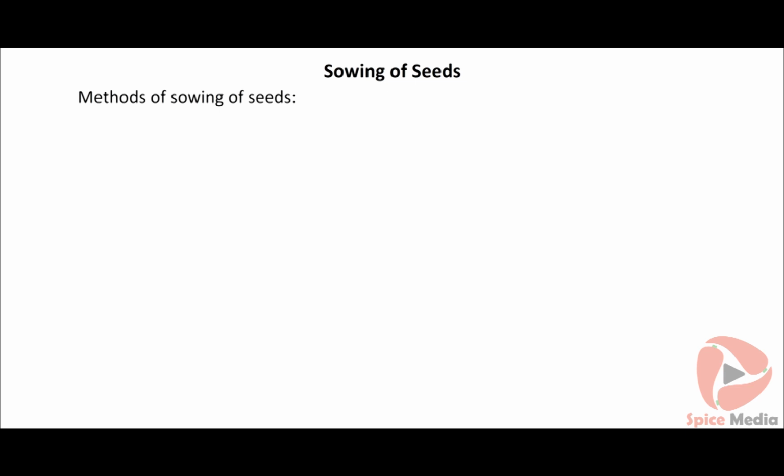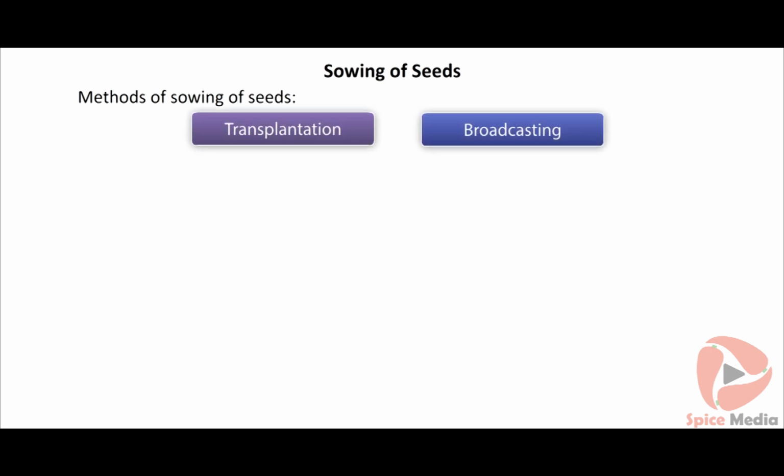Sowing of seeds. Sowing of seeds is mainly done by 2 methods. They are transplantation and broadcasting. Click on the boxes to know more.